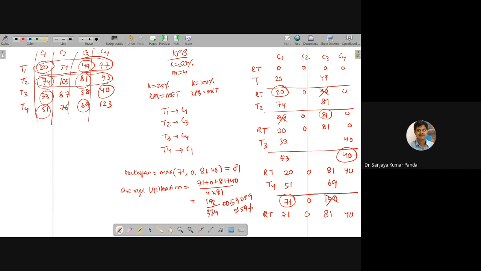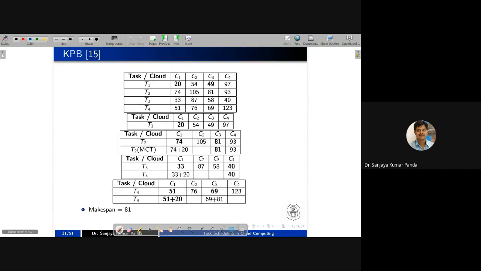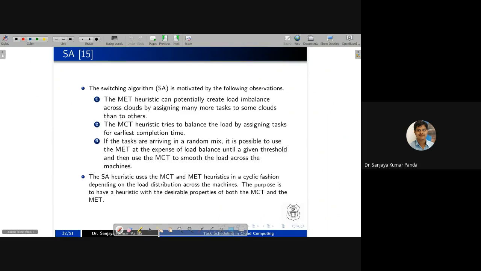Okay, so we'll go for the last algorithm in this session. That is called the SA algorithm. SA is called the switching algorithm. Again, it is taking MET and MCT into consideration.